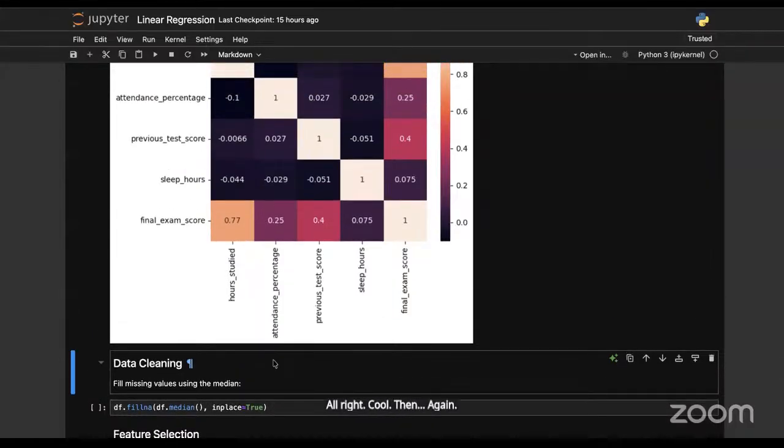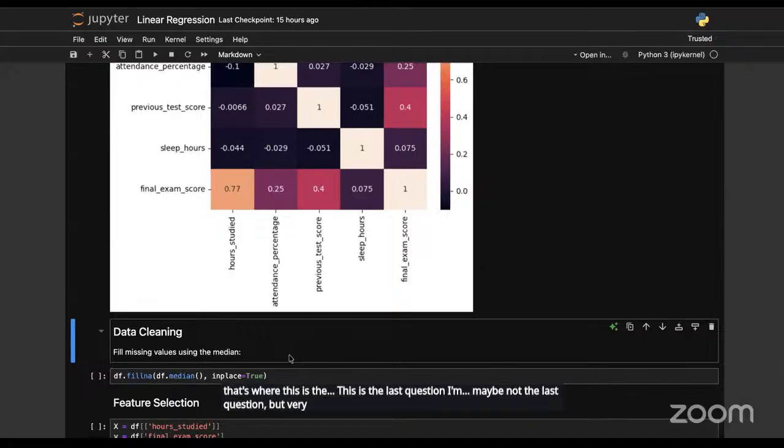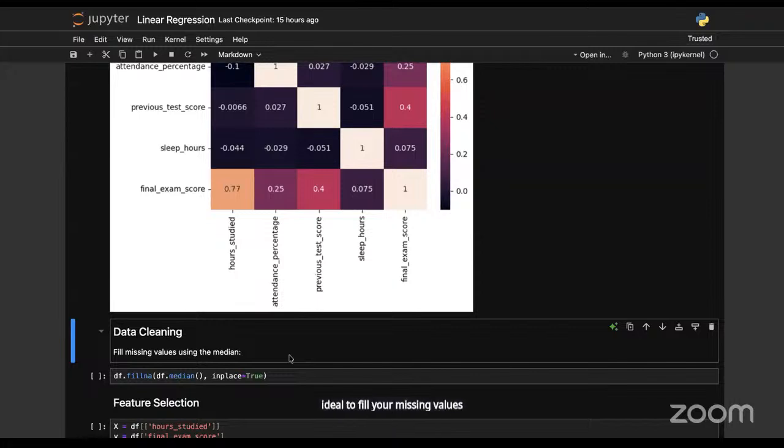Then again, data cleaning. This is basically part of understanding the data. We will fill missing values using the median. Who can tell me, Faith? I swear this is the last question, maybe not the last, but very important. Who can tell me why it is ideal to fill your missing values with a median instead of a mean? Outliers. Perfect, that's correct. Median takes into consideration our outliers. So we're going to fill in our missing values with our median.